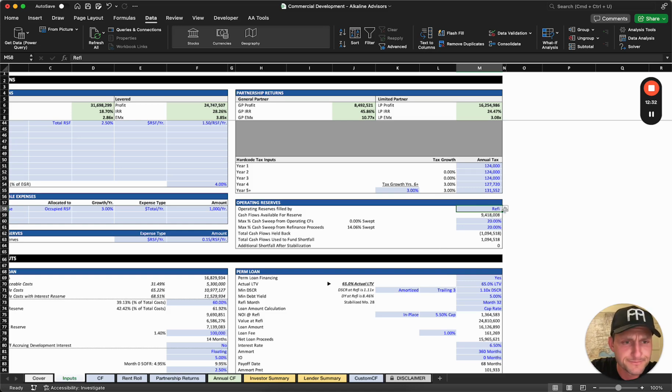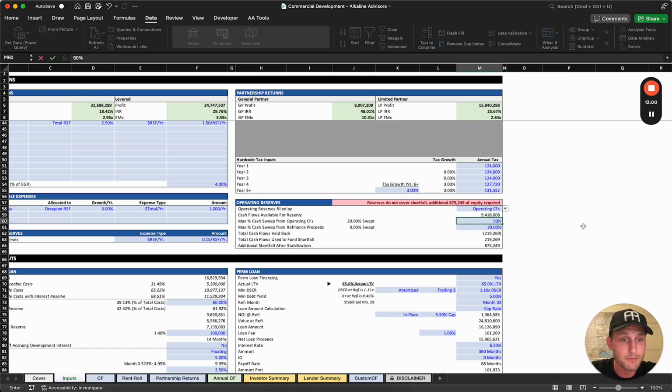Similarly, if we toggle this instead of refi to just the operating cash flows, you'll see the reserves do not cover the shortfall. We need an additional $875,000 of equity required. So even though you're sweeping 20% of just the operating cash flows, we don't want to sweep the refi because we don't have refi toggled. We're going to have to come out of pocket for $875,000, or we can maybe up this to 50%. Still not enough, because even if you sweep 50% of the operating cash flows up until your shortfall, you're not going to have enough to cover.